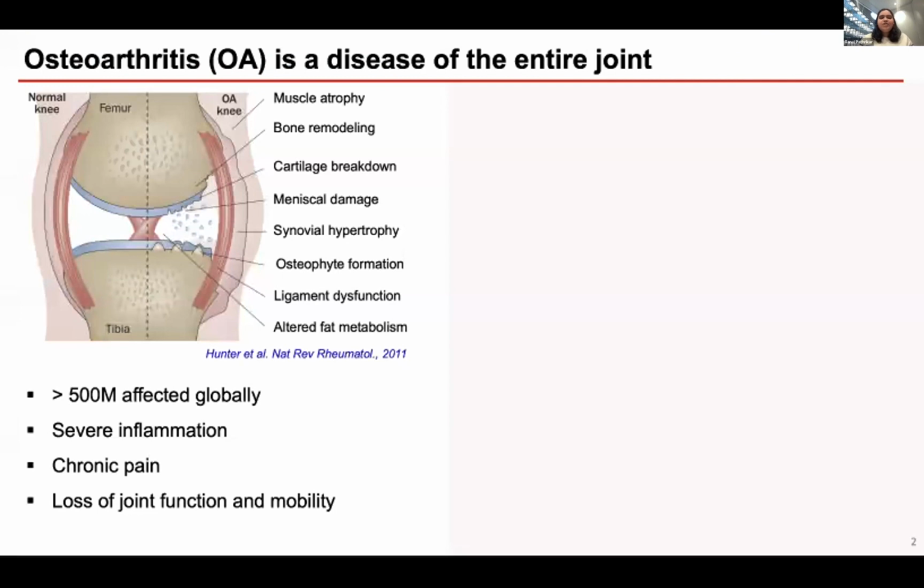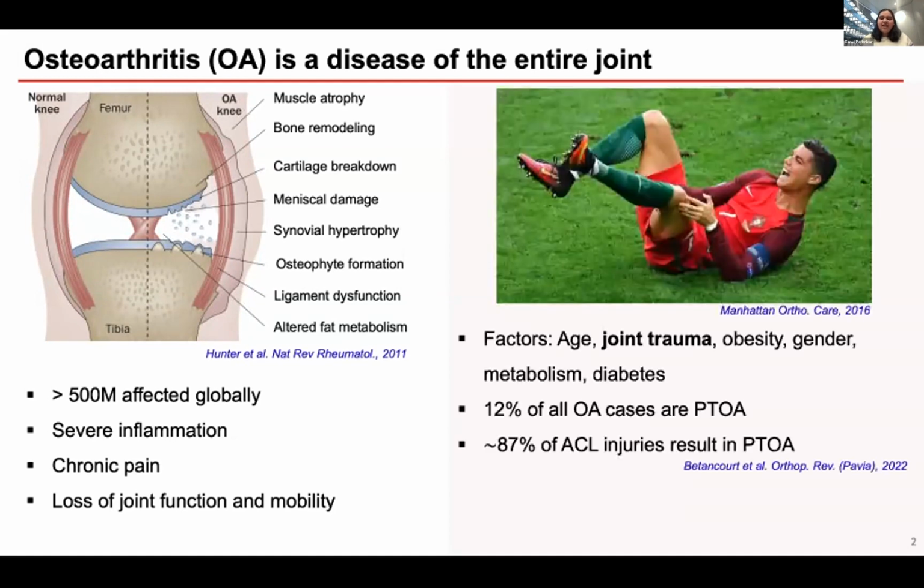Osteoarthritis is a debilitating joint condition that affects joint tissues like cartilage, synovium, meniscus, and ligaments. It affects over 500 million people globally and results in severe inflammation, chronic pain, and loss of mobility and function in the joint. Although there are several factors that can trigger OA, we are focused on post-traumatic OA or PTOA due to injury or trauma to the joint.